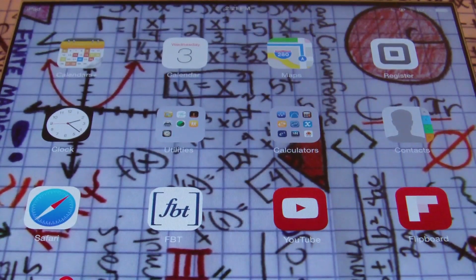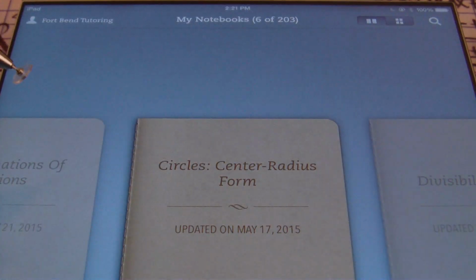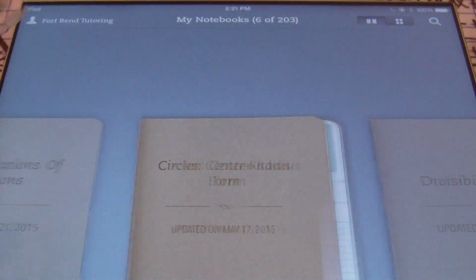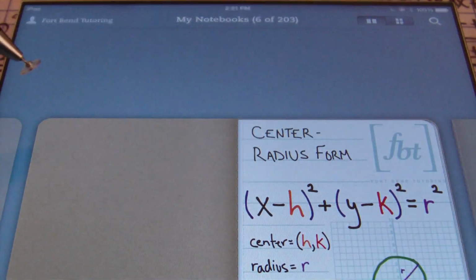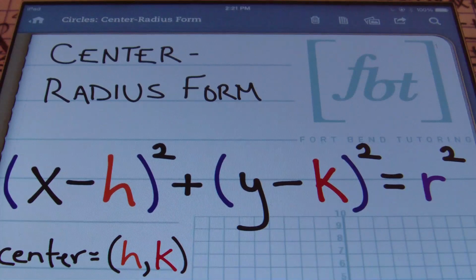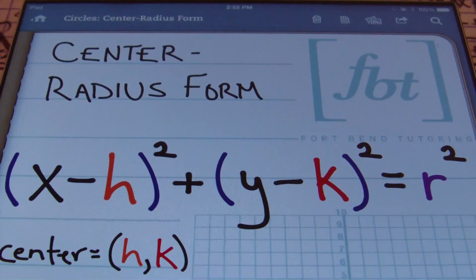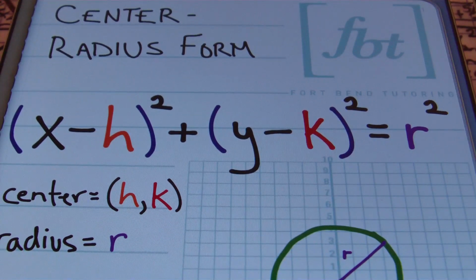Hello, ladies and gentlemen. This is Mr. Whitt with Fort Bend Tutoring, and today's tutorial is going to be about circles and the center-radius form. That's right. We're going to be talking about the center-radius form of a circle. So first of all, let's look at this form. Okay, so here it is.